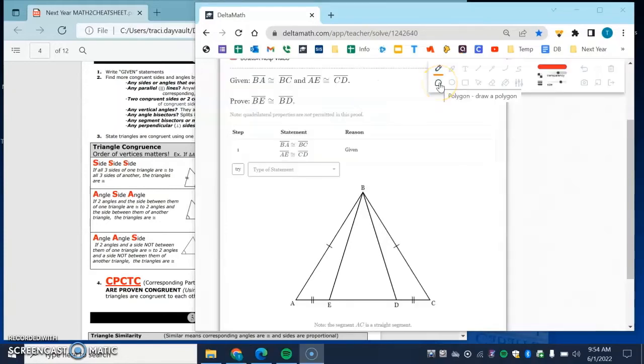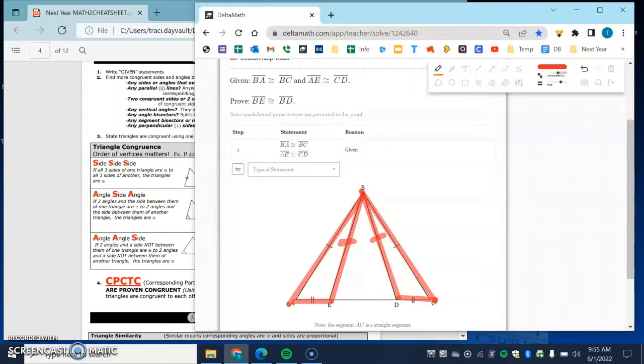So since BE and BD are the two sides that I'm trying to prove are congruent, I would recommend that we state that triangle ABE, this triangle, is congruent to CBD. I would recommend that we try to find a way to prove that those two triangles are congruent, because then in the last step we could say that BE and BD are part of those congruent triangles.